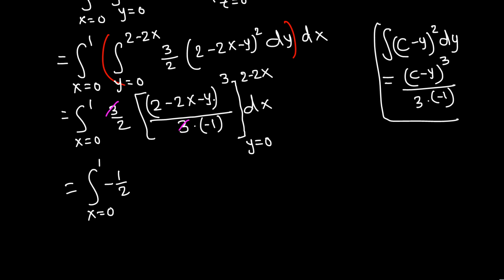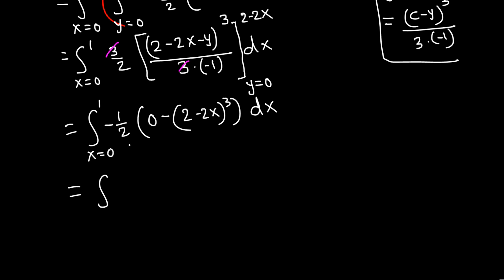Let's replace y by 2 minus 2x, that's the upper limit, and y equals 0, lower limit. Okay, this is 2 minus 2x minus y, which is 2 minus 2x. So when we plug in 2 minus 2x, this is 0. 0 cubed is just 0. Minus lower limit, y equals 0, let's plug in 0 here. So 2 minus 2x cubed. Okay, upper limit minus lower limit. And I put these constants on the front. So dx, let me simplify.